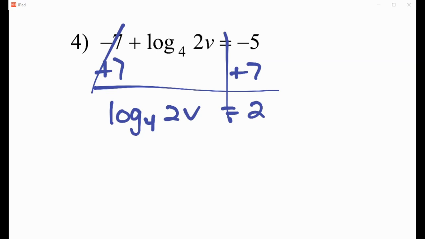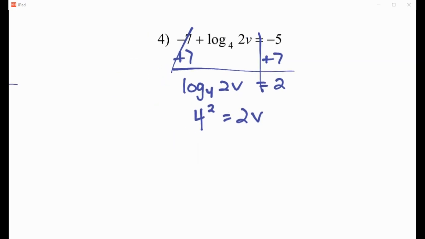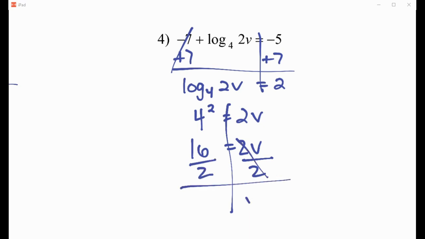So then I rewrite it in exponential form. So the base of my log is the base of my exponent. Then the other two switch. And 4 squared is 16. So to get v by itself, I divide to get rid of that 2, and I get v equals 8. So it's the same thing we've been doing, just a little bit extra. Just like one extra step.